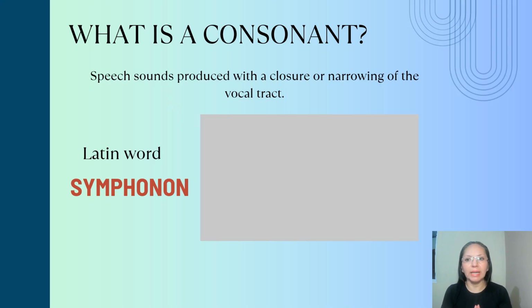Consonant came from the Latin word consonans, which means pronounced with. So, a consonant is a sound produced with a complete or partial closure of the vocal tract. This makes it different from vowel sounds. For example, the unvoiced th sound.